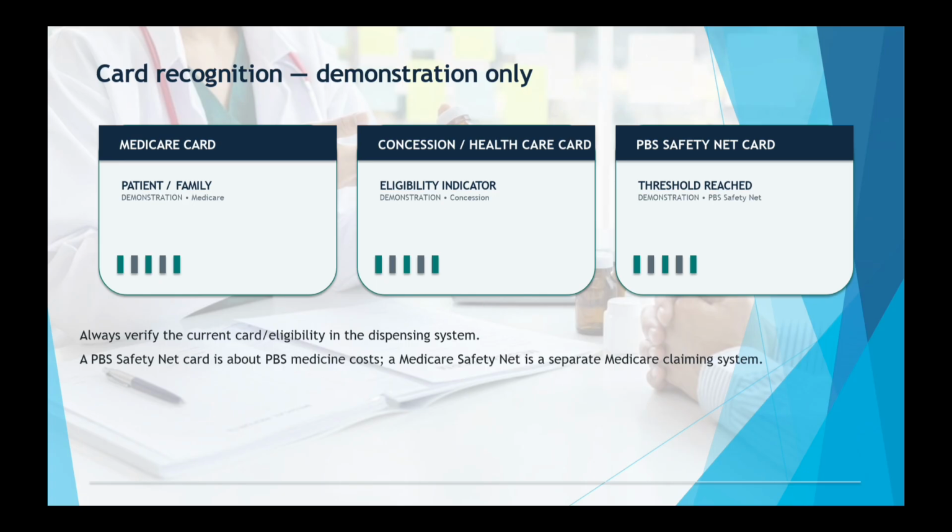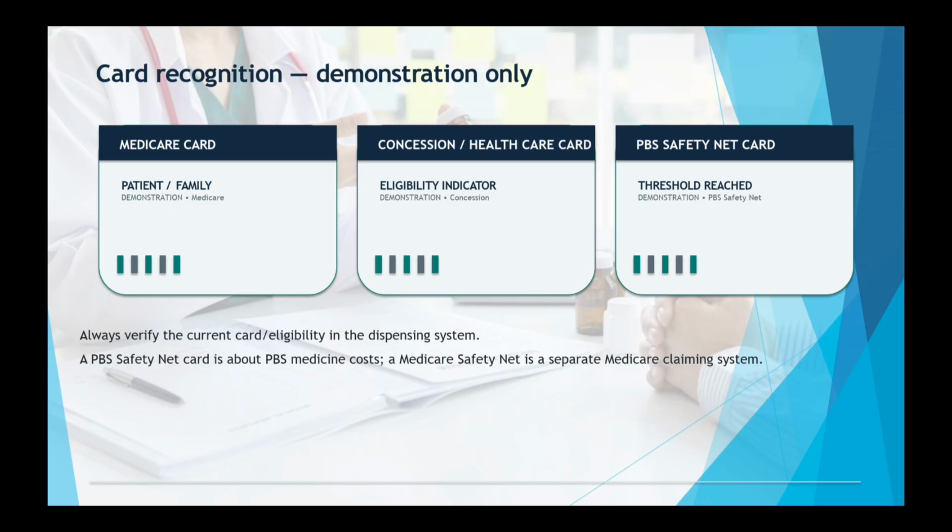Now, card recognition and demonstration only: the Medicare card, patient family consistent healthcare card, and PBS safety net card. You all know about the Medicare card. Medicare cards are of different types, like the normal card. With the Medicare card also, as I mentioned, there is a threshold, and all the family members will be included on that one.